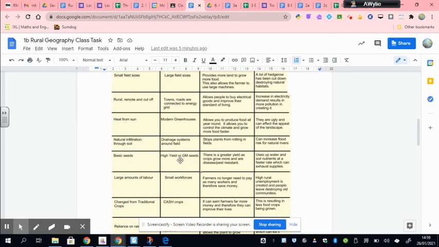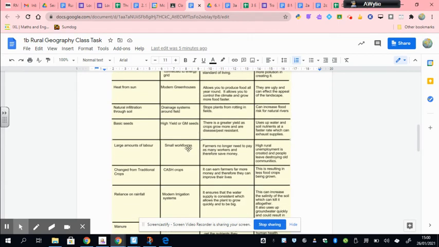Another change is they can move away from just using basic seeds to using genetically modified seeds, or what we call high-yield variety seeds. This means that each seed will produce a much bigger crop, which will increase the yield of the farmer. And also because these genetically modified seeds are often pest-resistant, they're less likely to be eaten by bugs, and therefore their actual crop at the end of the year will be significantly increased.